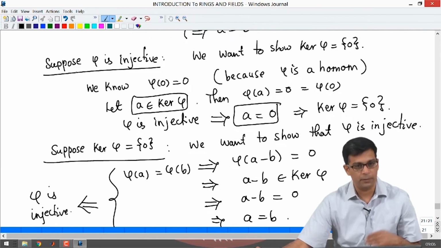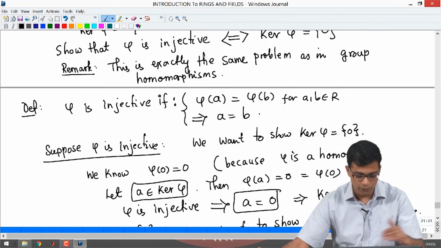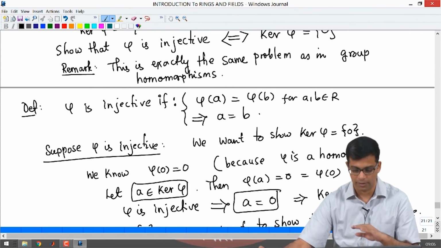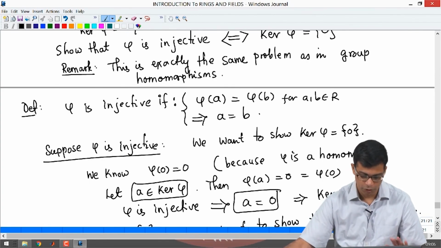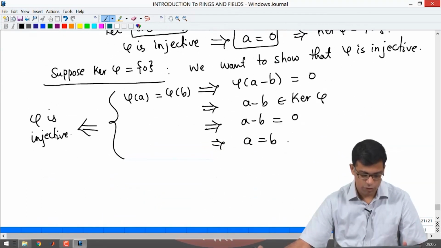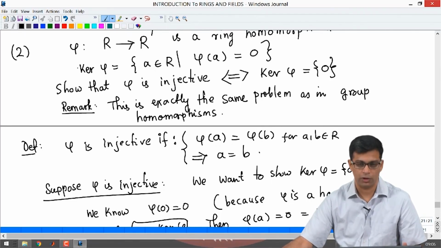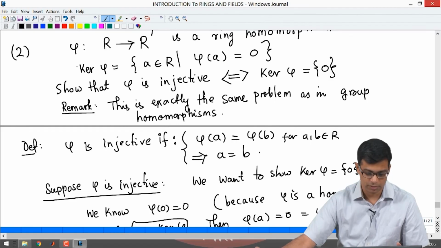I will only make the final remark that nowhere in this proof have we used multiplication on R. The fact that R is a ring which has multiplication is completely irrelevant for this problem. We only need an additive structure. So, we have shown that a ring homomorphism is injective if and only if its kernel is 0. We will use this problem in some special cases in the next set of problems.